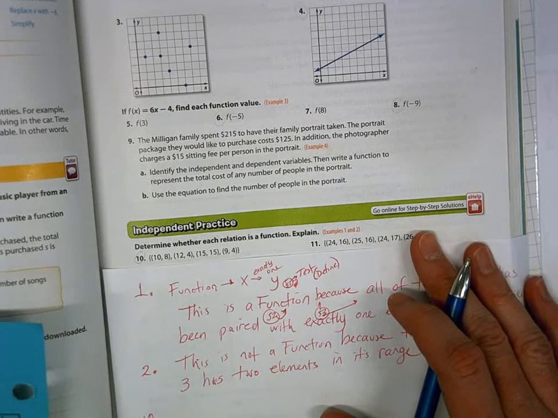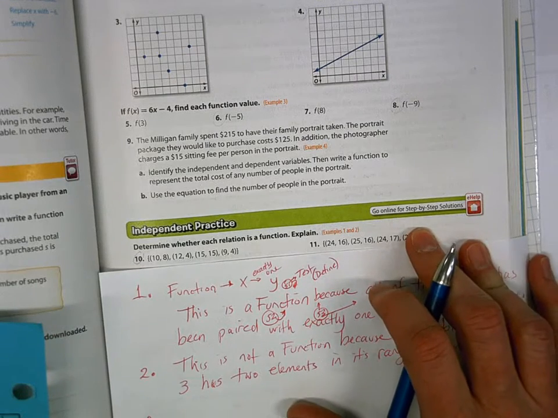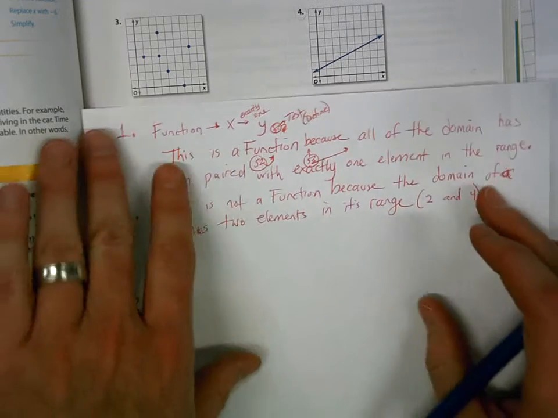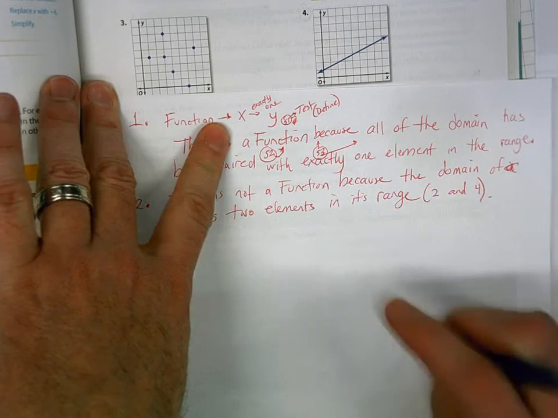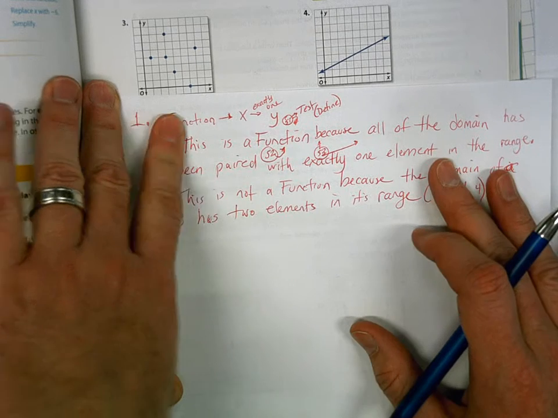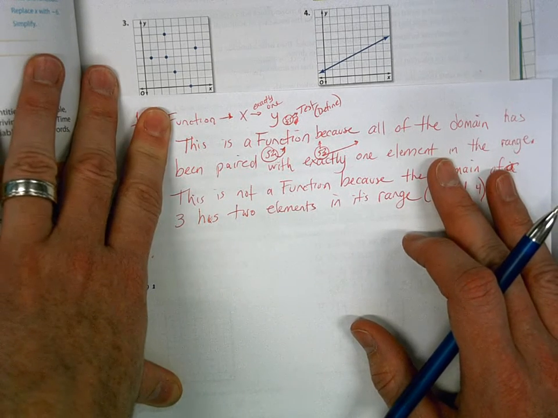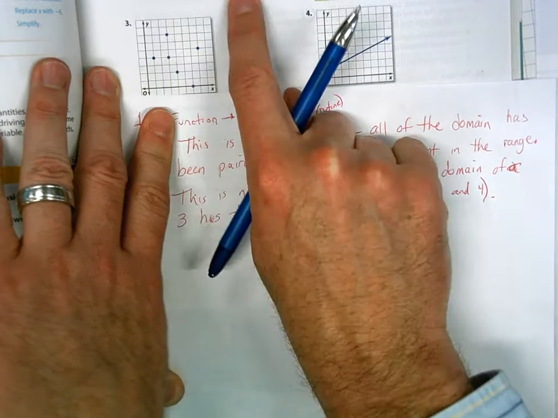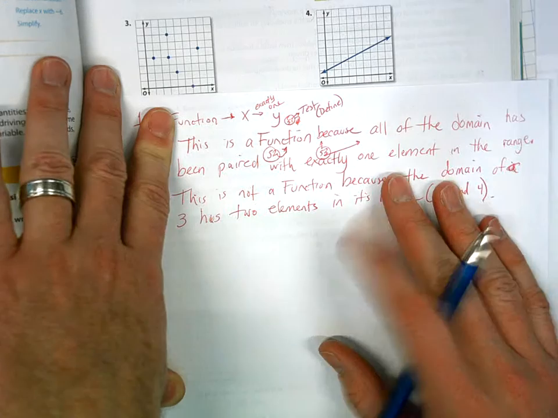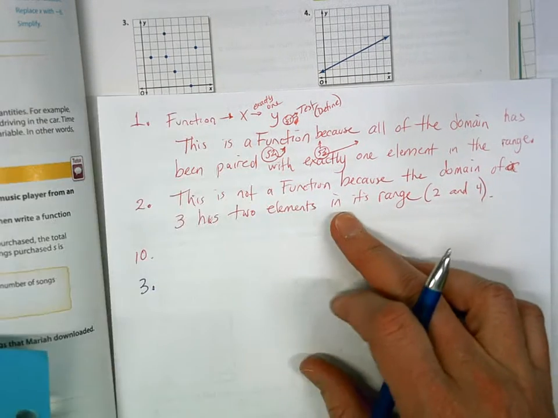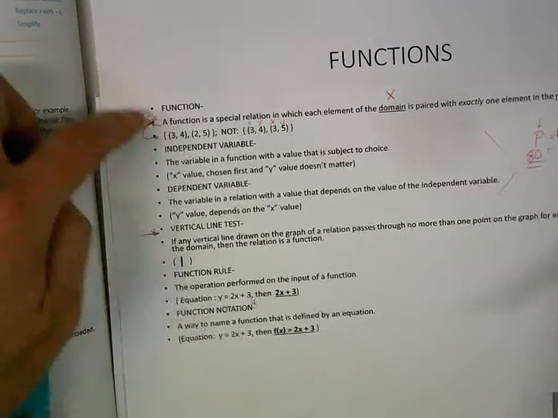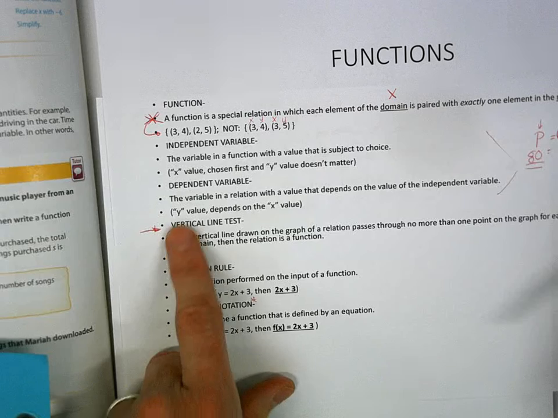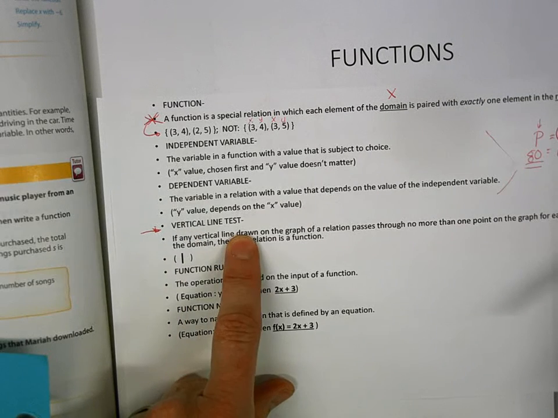Let's take a look then at problem number 3. Problem number 3, we'll go back up to the top. If you take a look, number 3 is under the exact same directions that we just did: determine whether each relation is a function, but it is graphed. When we were talking about our vocab, I said that with ordered pairs you can check if it's a function. However, if it's already graphed, use your vertical line test.